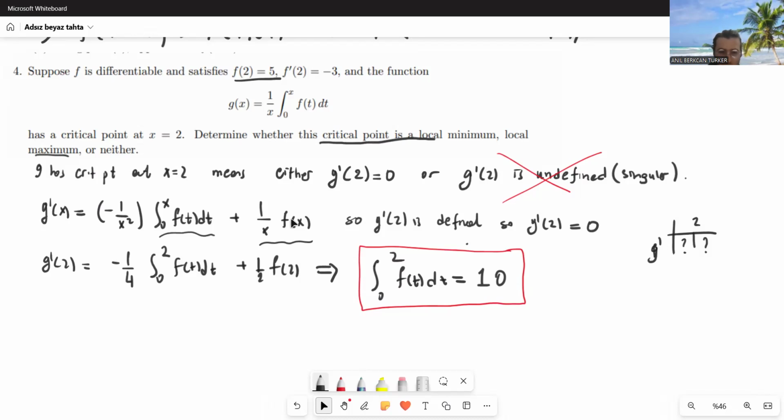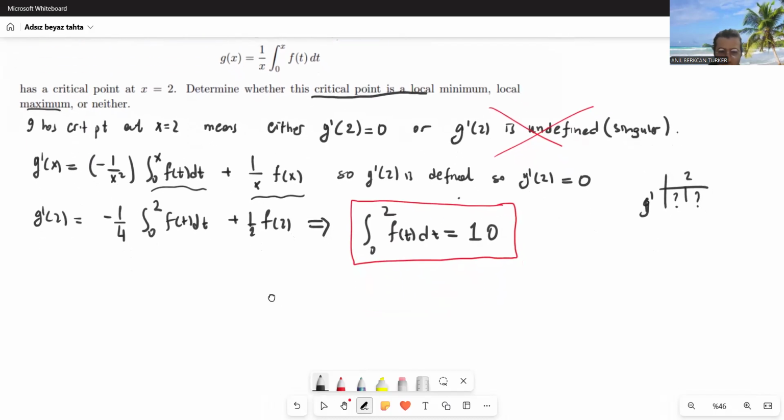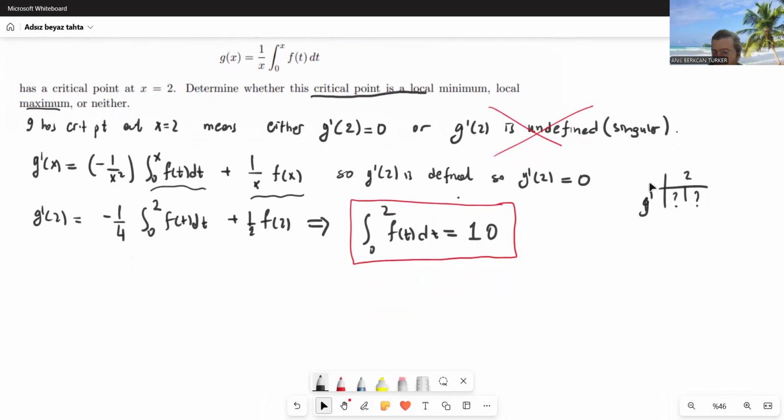So in order to do that, let's take the second derivative. By the way, it is probably possible by tables and the first derivative test, but I want to apply the second derivative test. It is up to you. There is no just one answer. So let's calculate then the second derivative of g. So this is my g prime, right? So let's calculate the second one.